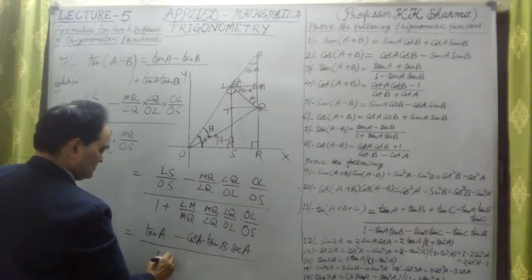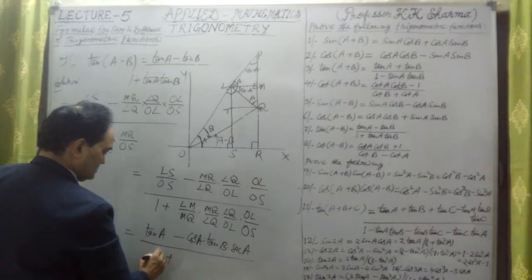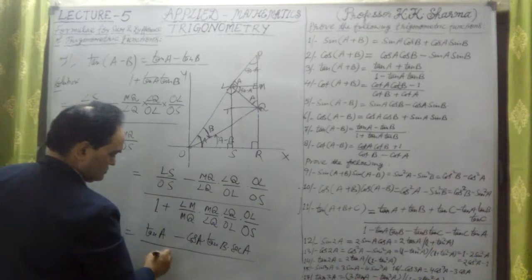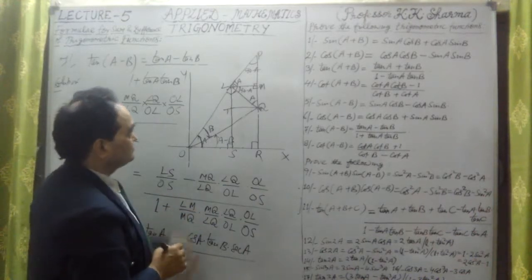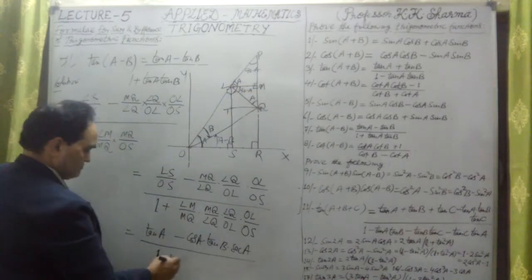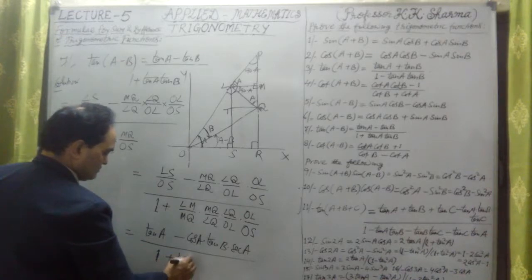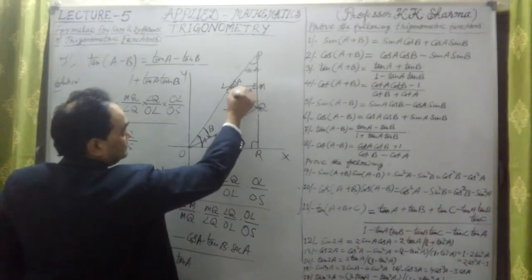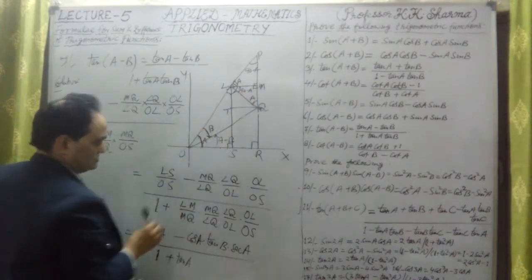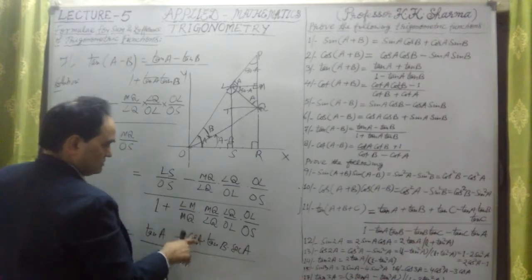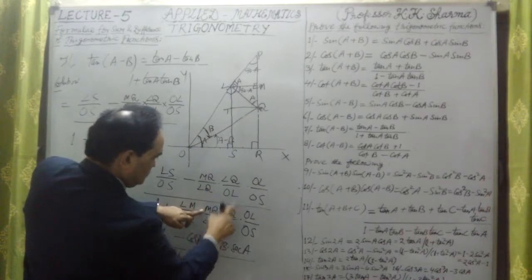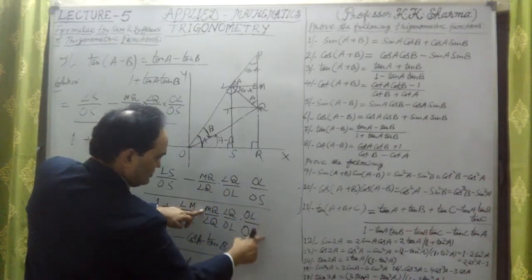now 1 plus, this is 1 here plus Ln upon MQ. What is Ln upon MQ? It is perpendicular upon base, tan A. This is tan A with angle this A. The perpendicular Ln is perpendicular side opposite to angle A. Perpendicular upon base, this is hypotenuse. So this is tan A. Ln upon MQ is tan A. And other thing, this MQ upon LQ, LQ upon OL, OL upon OS is the same thing.